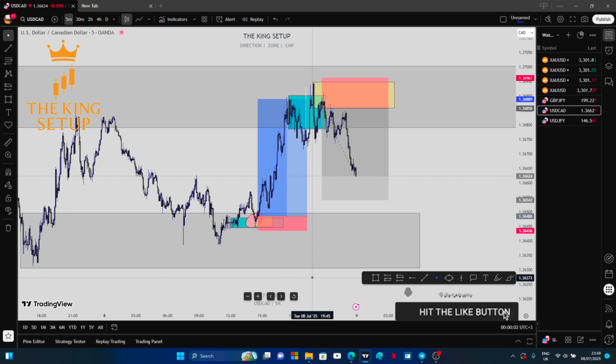I'll be sharing the gold trade that we took today, 400 pips.